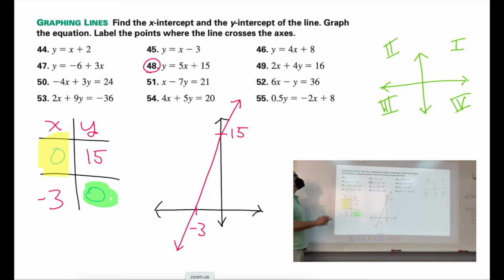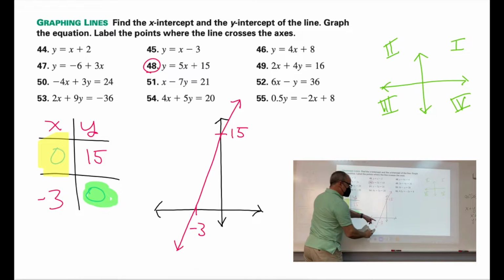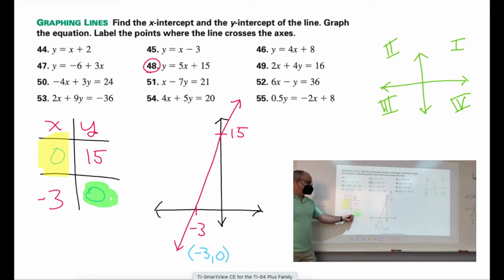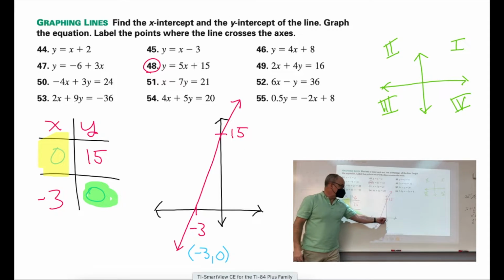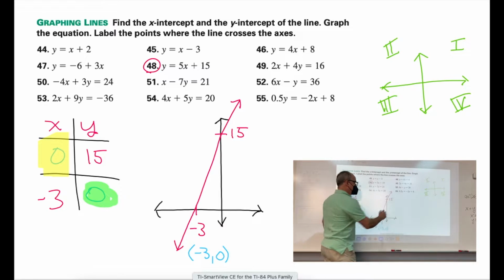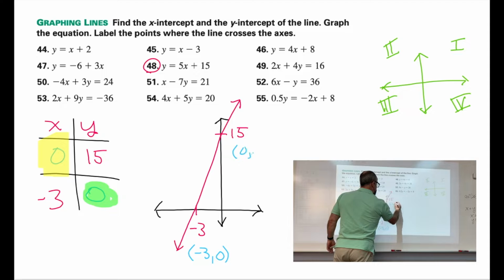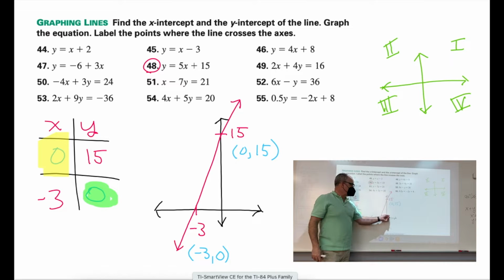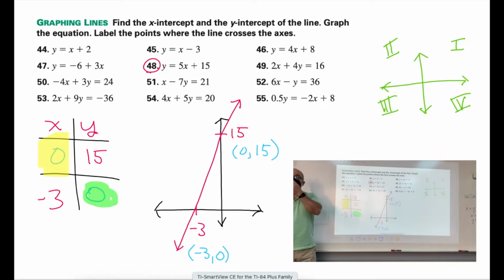You guys do understand that this point here, another way to write that is (-3, 0), like on our table over here. It means go 3 to the left, then do not go up or down. And another way to write this point is (0, 15), like the 0 and 15 on this row of our table. The 0 means don't go left or right, the 15 means go up. Any questions on this example?